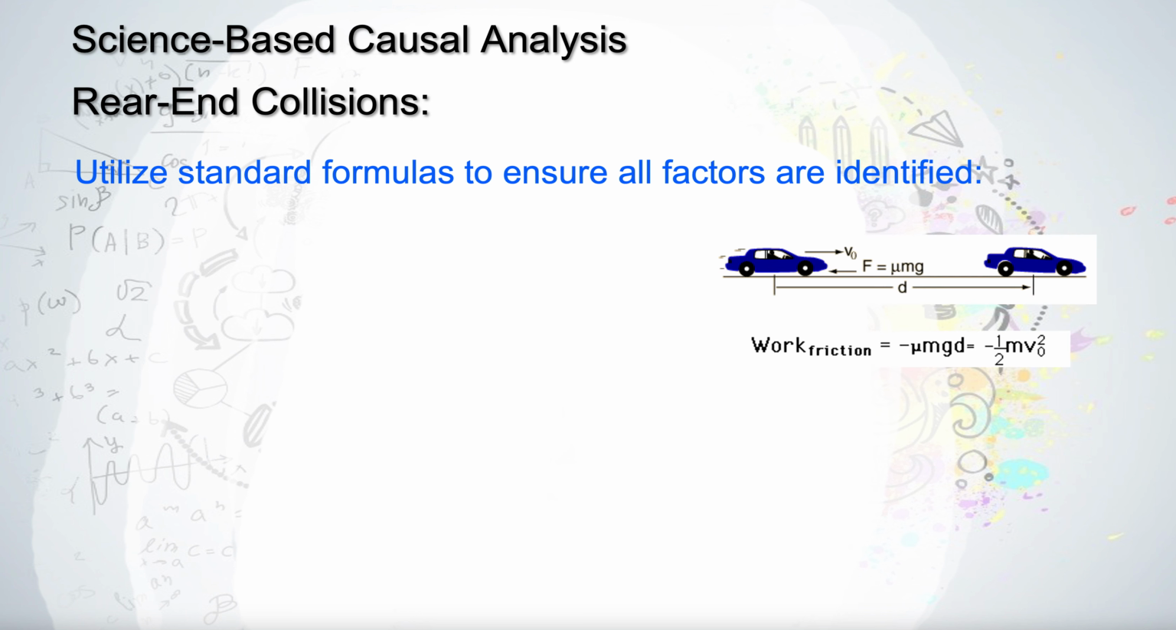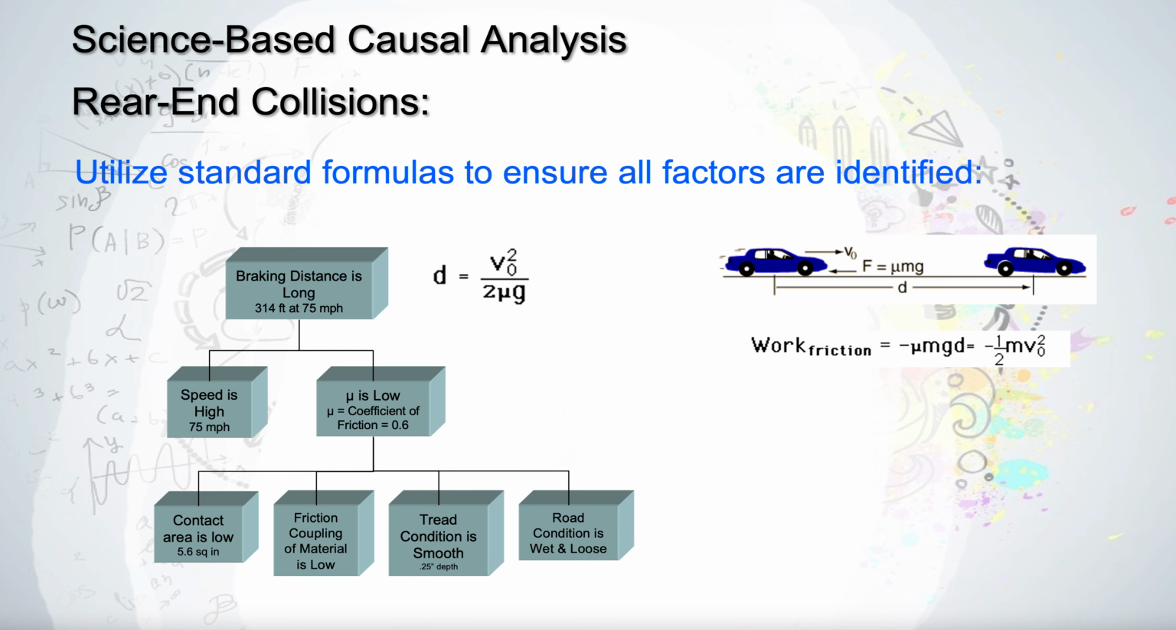Again, with the rear-end collisions, we might go back to a physics textbook to try to remember and to guide ourselves on how we work through a problem. If it's that braking distance is long is our problem, we know from formulas that the next level down are these 2 items and those items only. So there's no debate, no opinion, no brainstorming about these things.